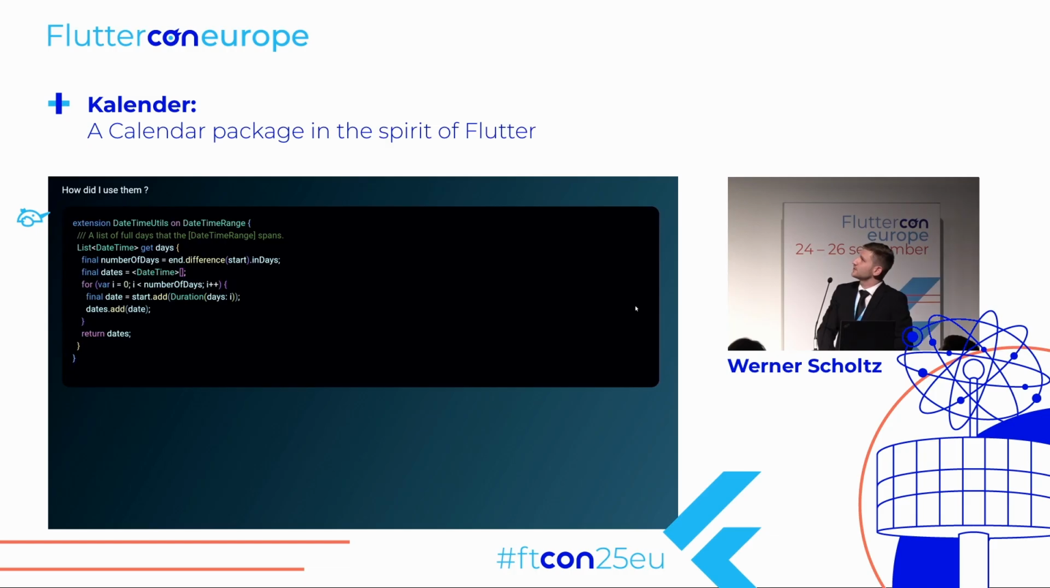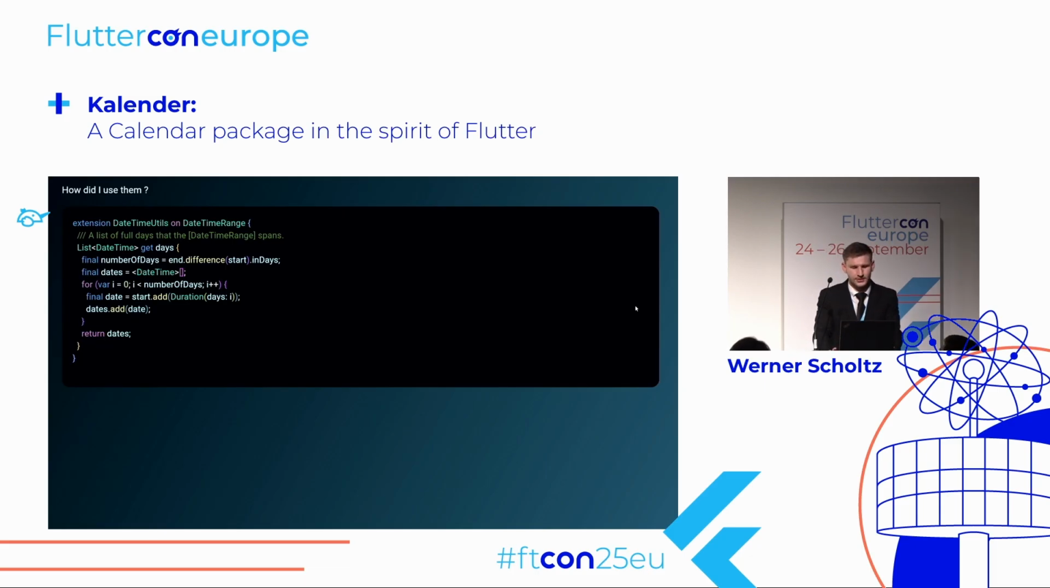This is just an example. It does look quite different now in the package, but just bear with me. So this extension method returns a list of date times that a DateTime range spans. Firstly, I calculate the number of days by taking the difference between the start and the end date. And then I run through a for loop where I just add I number of days to the start date, which is then added to a list, which is then returned.